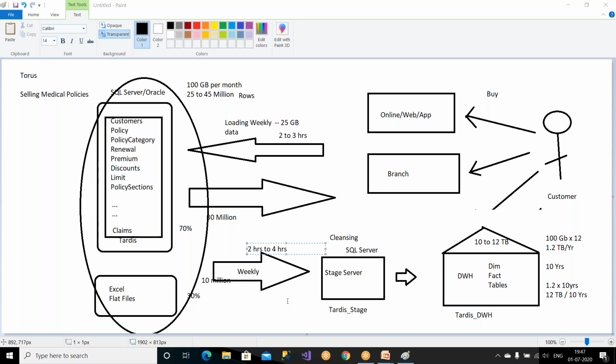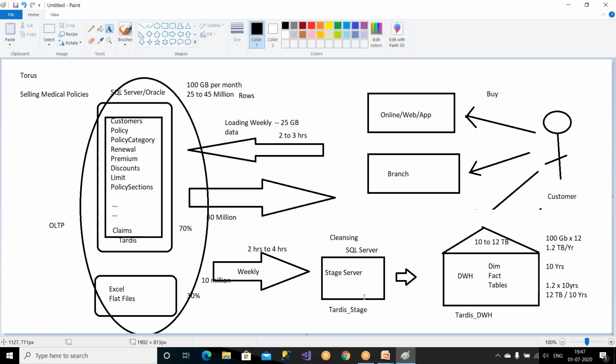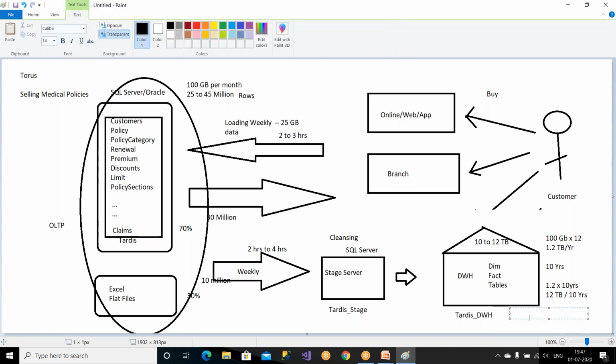Clear? And we're going to be dumping from OLTP data. This is what is called OLTP data. Now that data is going to go to the data warehouse. This is what is called OLAP. Once you get the data here, the data warehouse is called OLAP.